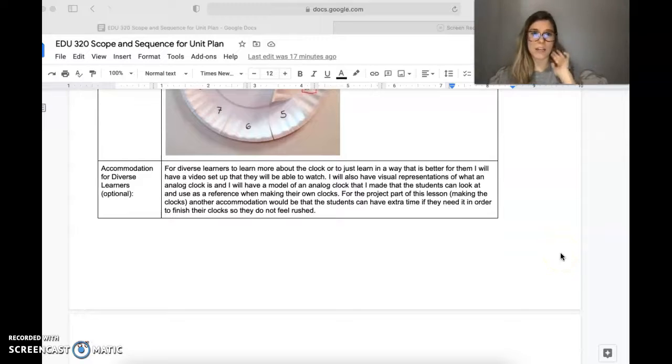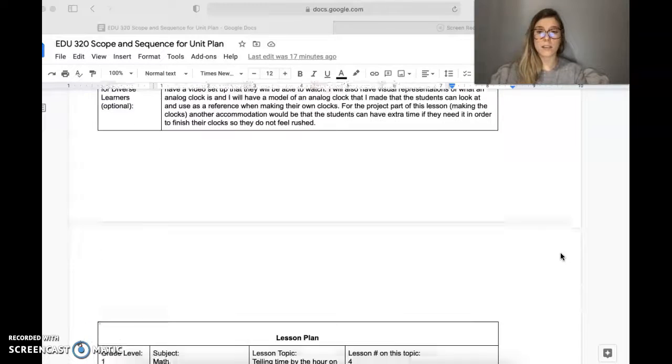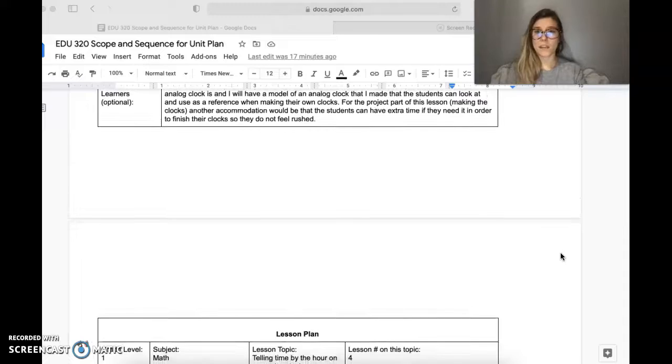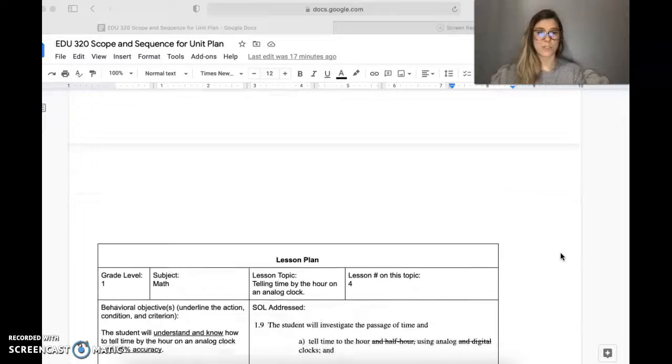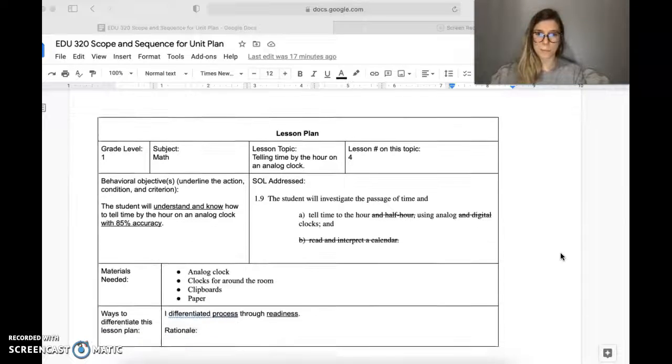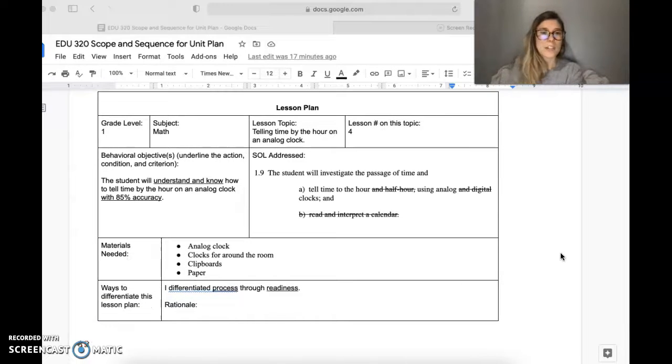For diverse learners, they can have extra time if they need it. They can watch a video about an analog clock, showing them what an analog clock is. And for visual representations, I'll have the analog clock to show. The second lesson plan that I chose is lesson topic 4. This is telling time by the hour on an analog clock.